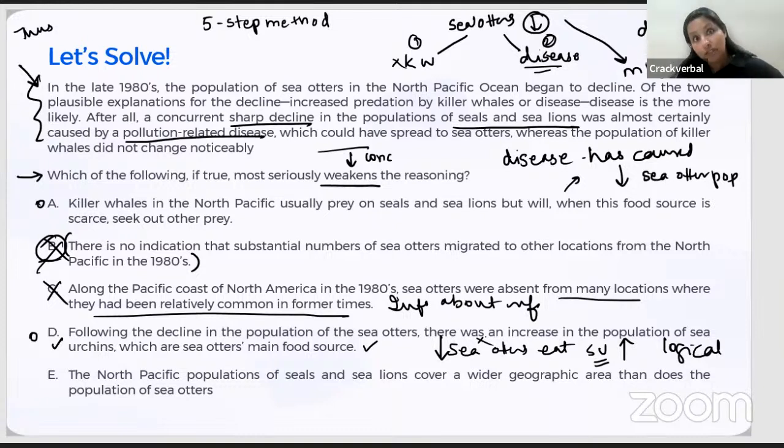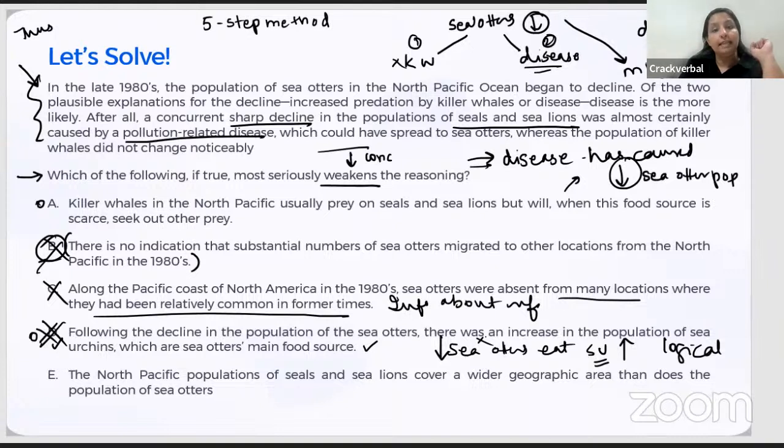This might be a logical conclusion, that the reduction of sea otters brings about an increase in sea urchins, but is this helping me show that disease has not necessarily caused a reduction in the sea otter population? No. This is what I meant when I said we need to keep our blinders on and be very focused on what we are expected to do. We are expected to find this. So this is logical, but this is not my answer.